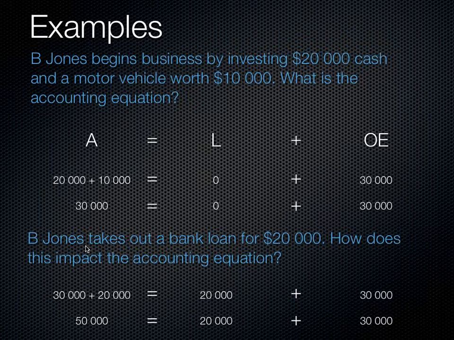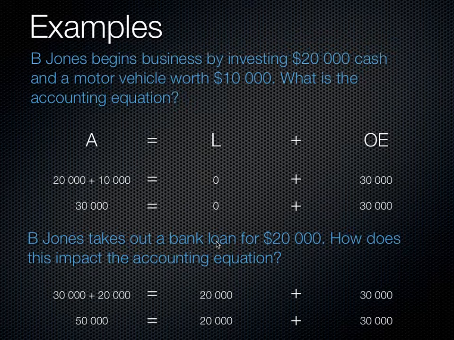B. Jones, the owner, on behalf of the business, goes and takes out a loan for $20,000. So they need more cash. So he goes and gets a bank loan for $20,000. How does that change the accounting equation? Well, what does that $20,000 mean? Who did it come from? It came from the bank.